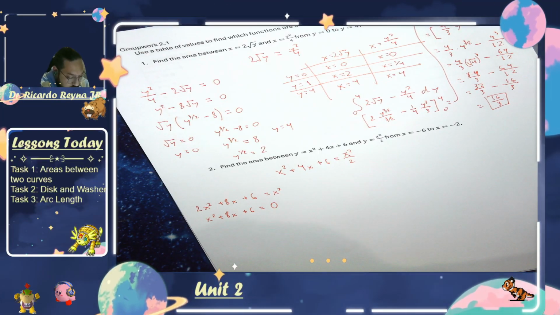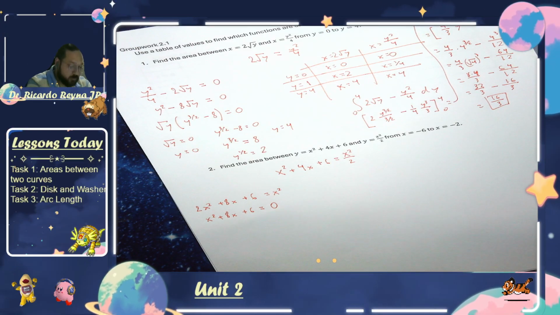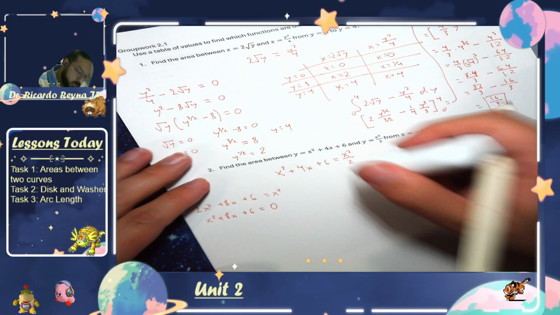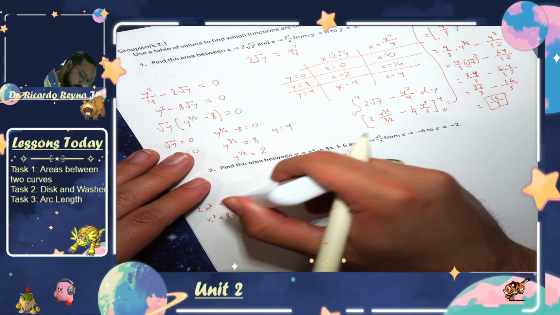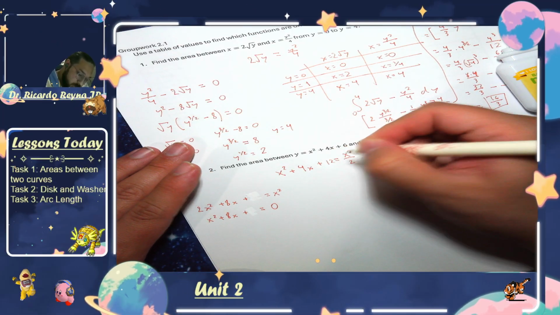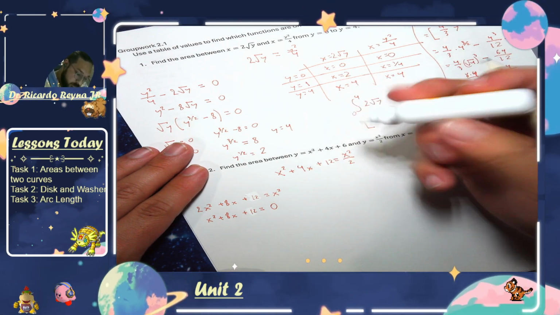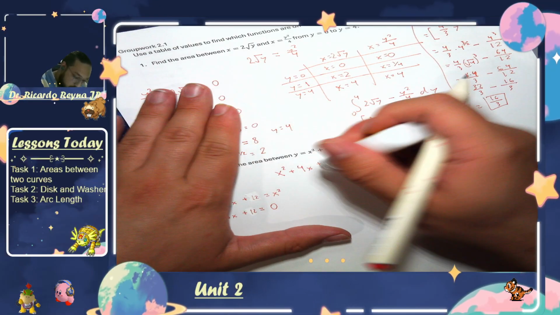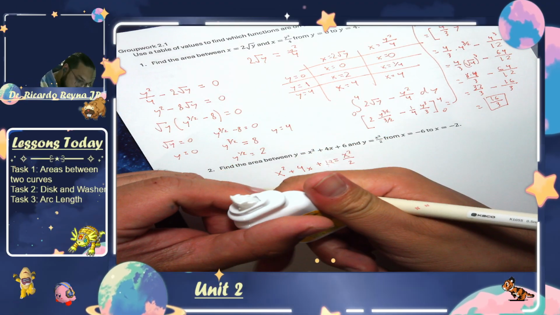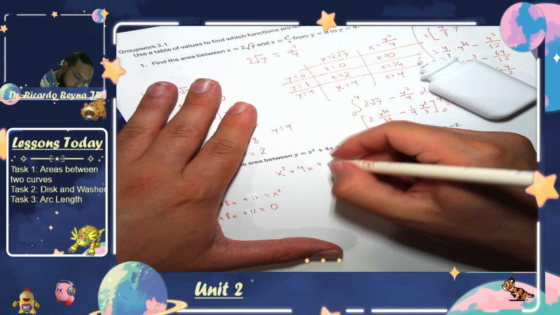From here, I could factor. Oh, I didn't multiply. I multiplied this by 2, but not the rest. I was wondering why it looked a little off. So it's 12, 12. Wait, can I just do this? Nah, it ruins it. Okay.